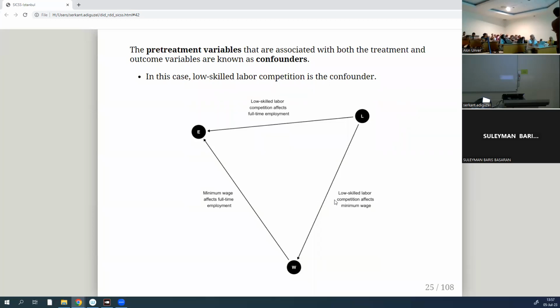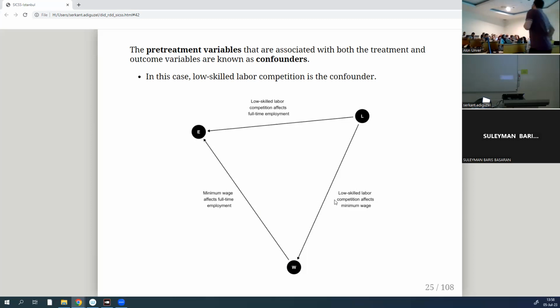But imagine there is this L, which is labor, so the textile industry. Imagine that L, which we don't take into account, is impacting both E and W, right? So L impacts E, so low-skilled labor competition can impact full-time employment, right? But it also impacts minimum wage. So such L's, in this case low-skilled labor competition, but any pre-treatment variables, pre-treatment meaning that they are not impacted by the treatment itself, any pre-treatment variables that are associated with both the treatment and the outcome are known as confounders. Yes?